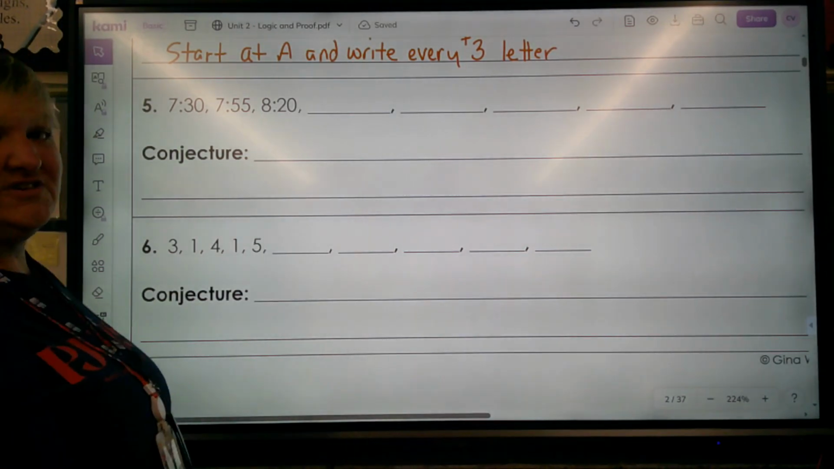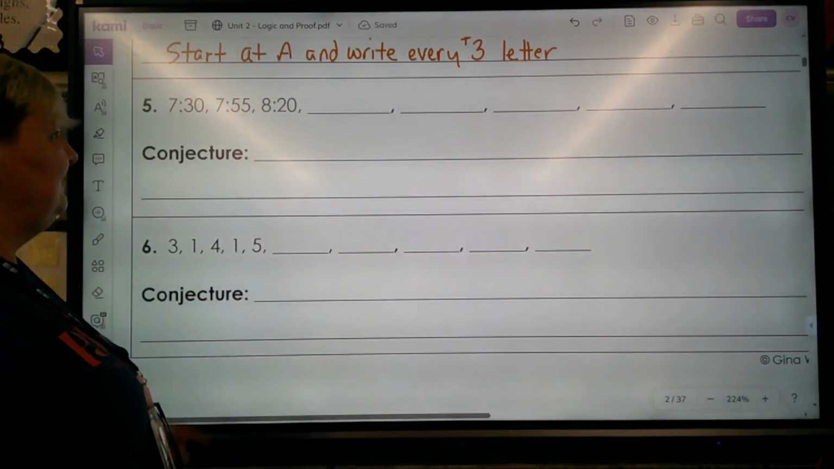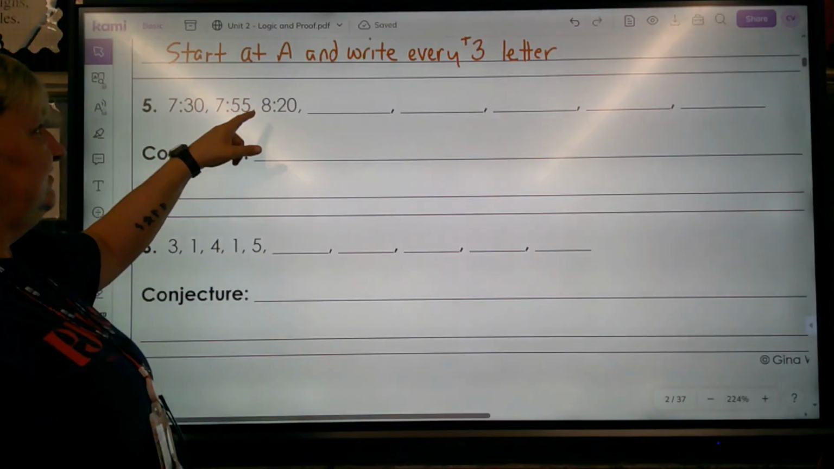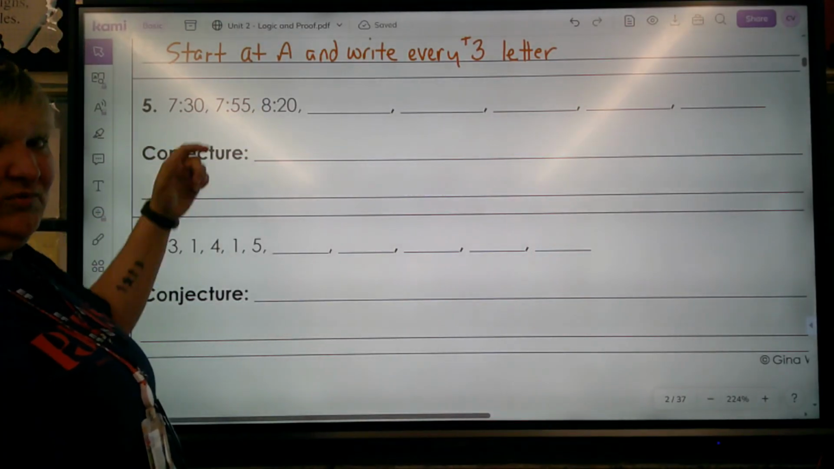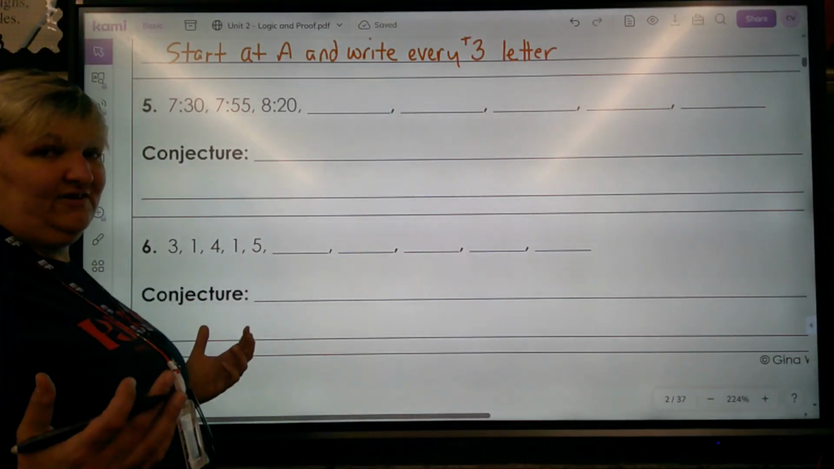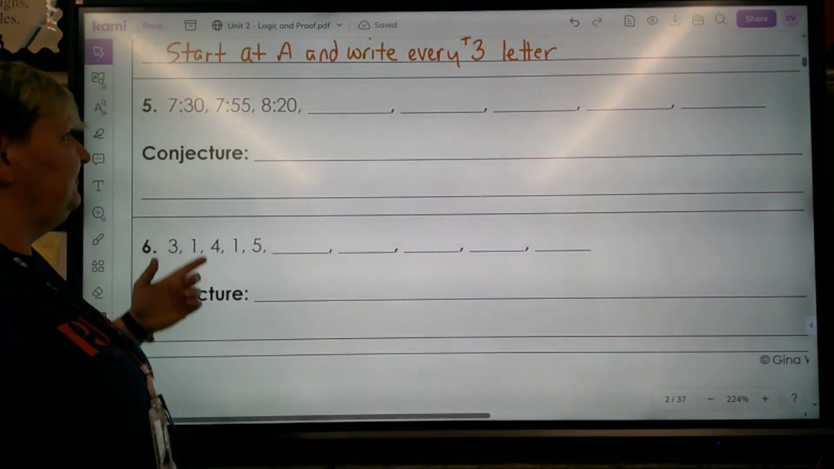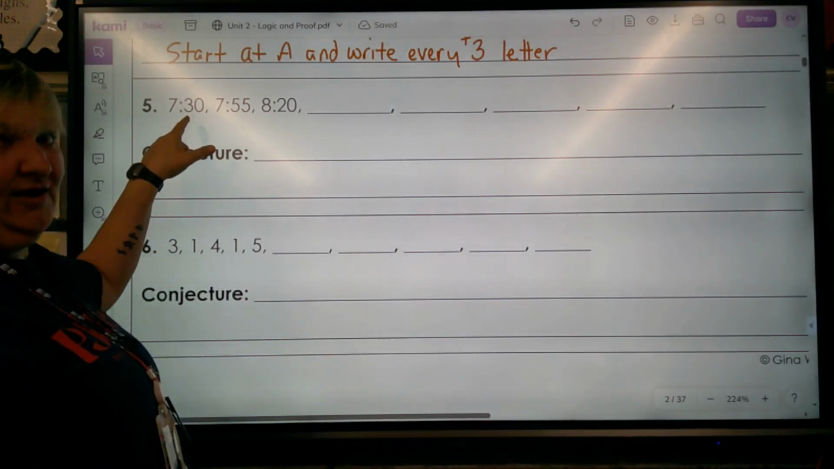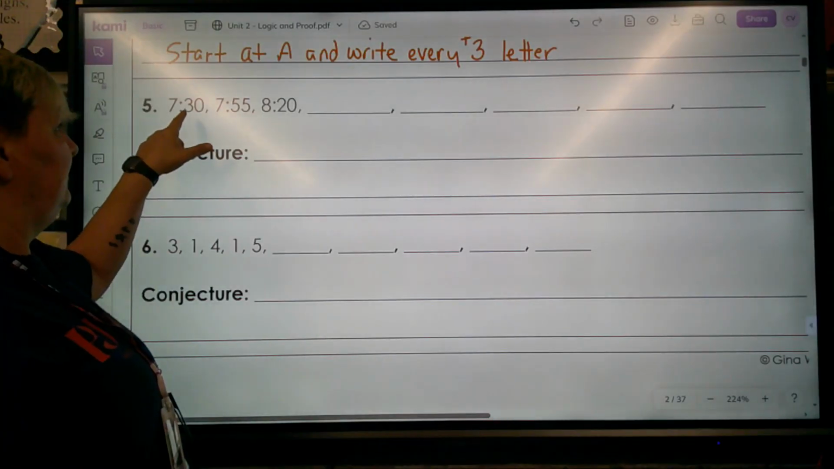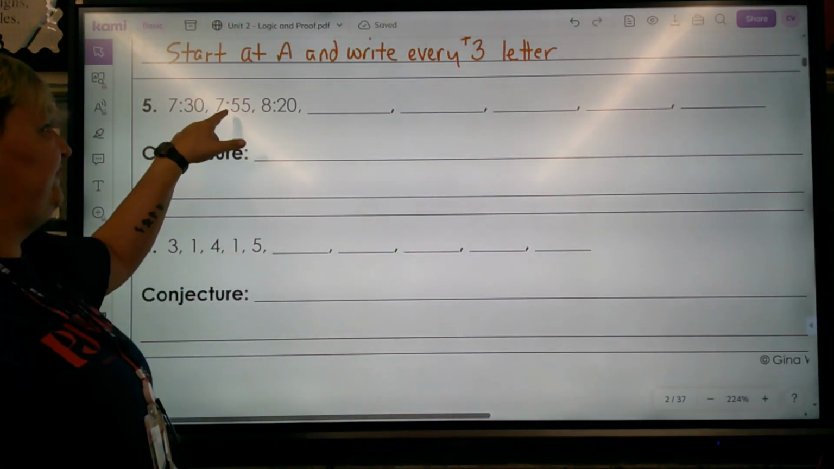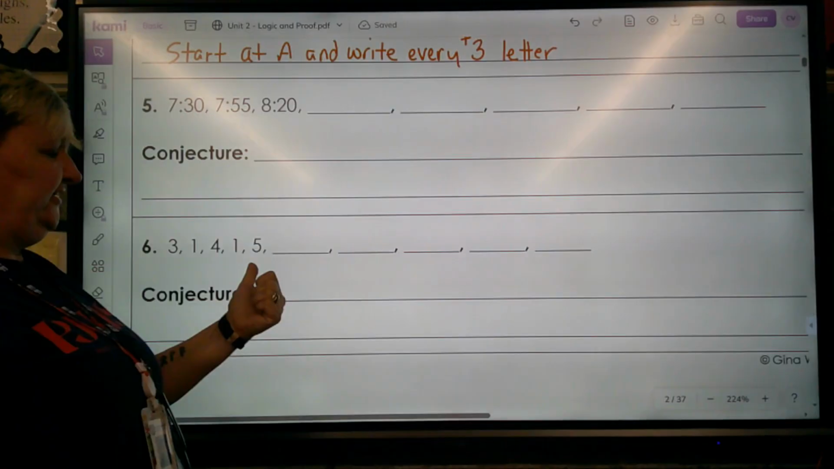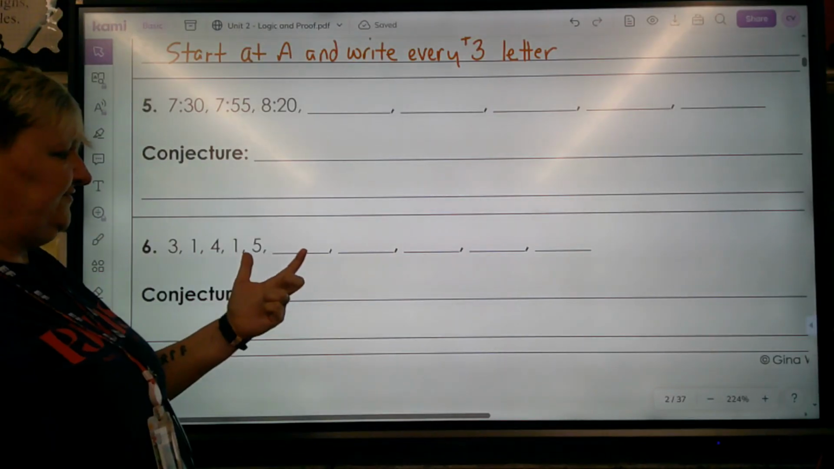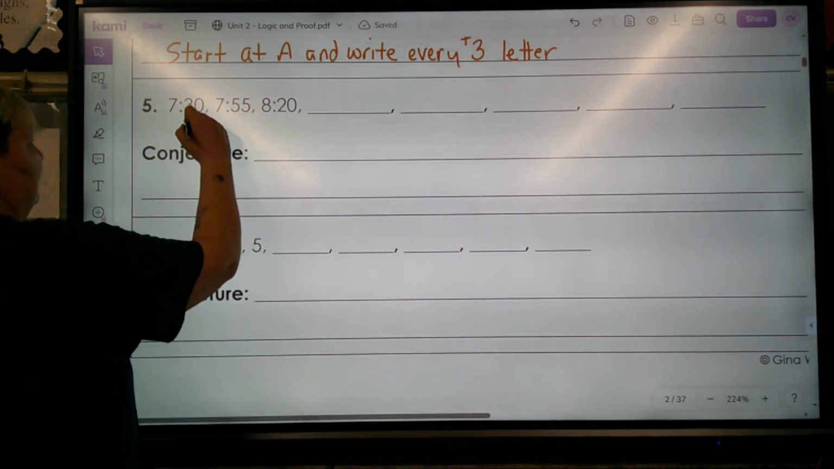All right, what did you discover? This is time, which complicates things, right? Because we work in 60-minute increments instead of 100. So we have to figure out how many minutes, because it's time, we're dealing with minutes, passed between 7:30 and 7:55. 7:30 to 7:40, to 7:50 to 7:55. That's 25 minutes.